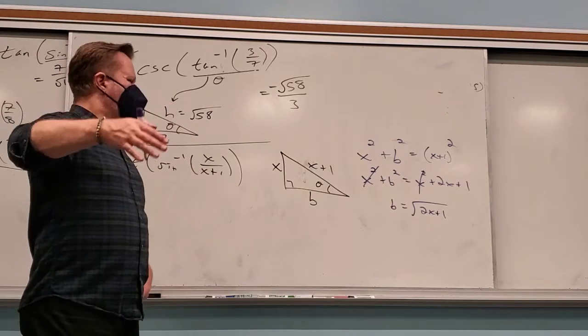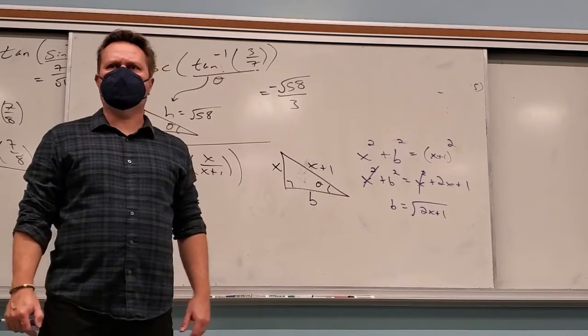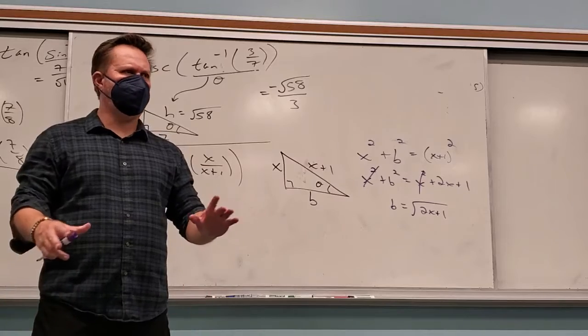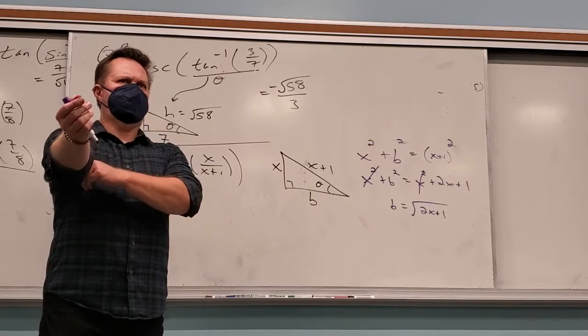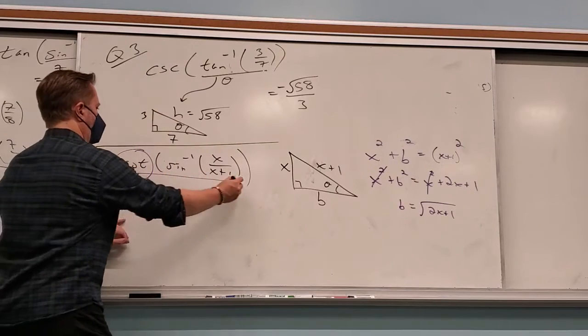Whether it's positive or negative would depend on which quadrant I'm in, and actually x itself could be negative, which could be a problem, right? But we're not worried about that at the moment. So now do I have everything I need to answer the question it's asking about this angle?